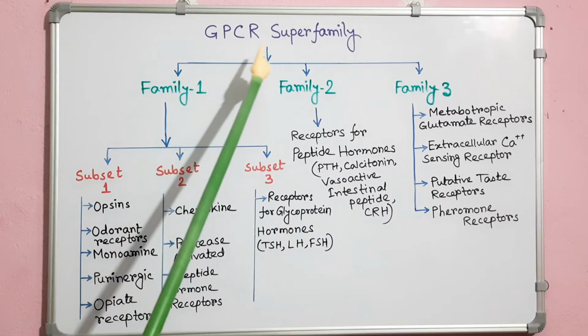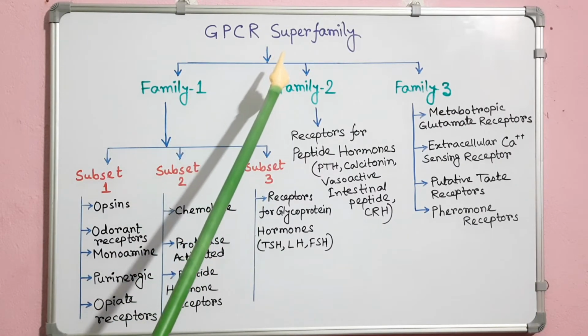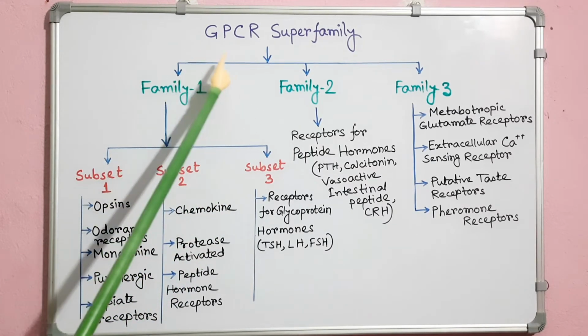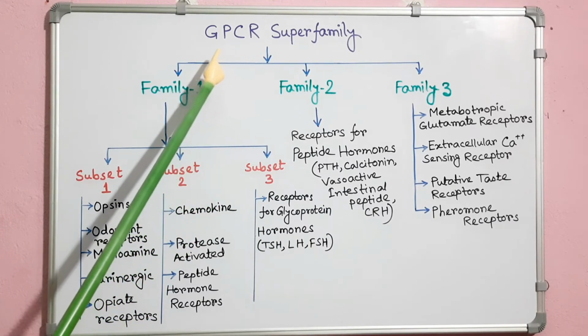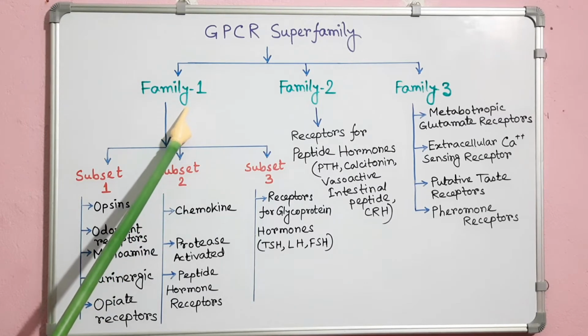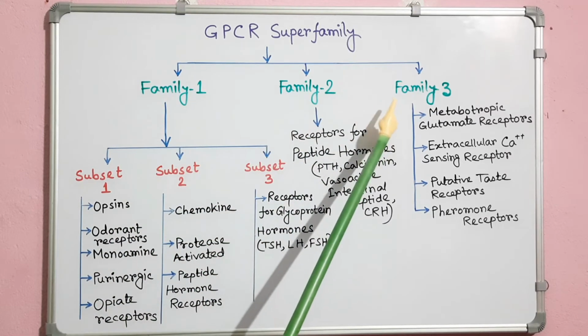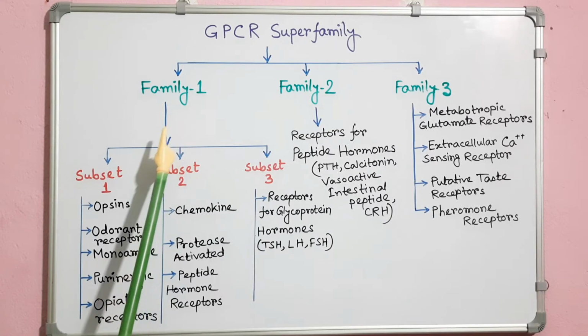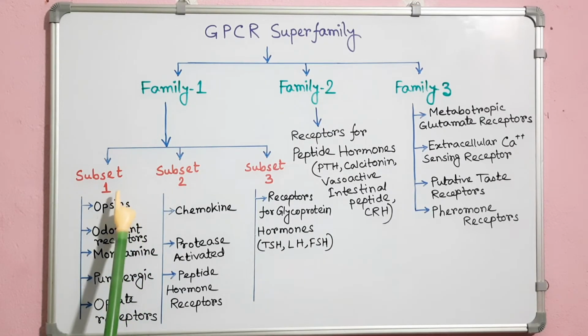Now we will see different subfamilies of the GPCR superfamily. According to the differences in amino acid sequence, the members of the GPCR superfamily can be divided into three families: family 1, 2, and 3. Family 1 is the largest group. It can be subdivided into different subsets. The largest subset includes opsins, odorant, monoamine, purinergic, opiate receptors, etc.